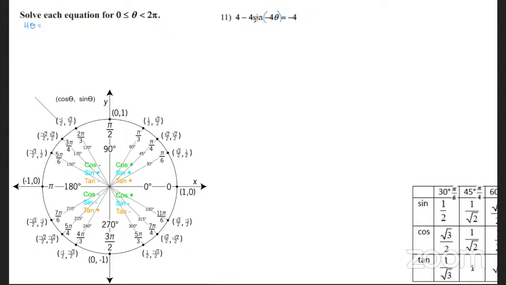Okay, so let's start by undoing any addition or subtraction. We have a 4 here that's being added, so we're going to subtract 4 from both sides. And we're going to get -4 sine 4 theta equals -8. Then it's being multiplied here, so we're going to divide by -4. And you're going to have sine of 4 theta equals, 2 negatives make a positive, 8 over 4 is going to be 2. So sine of 4 theta equals 2.